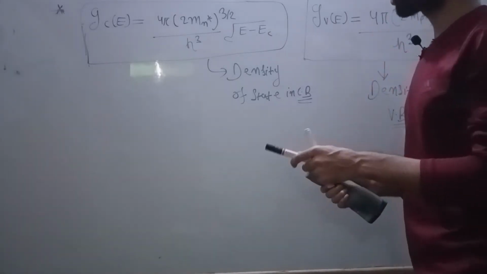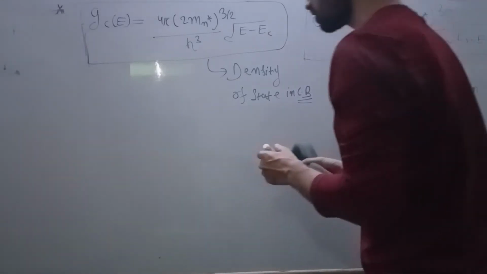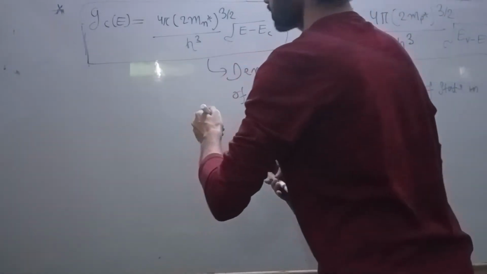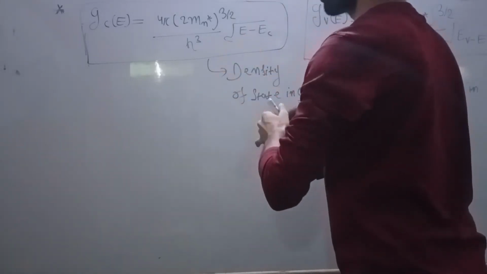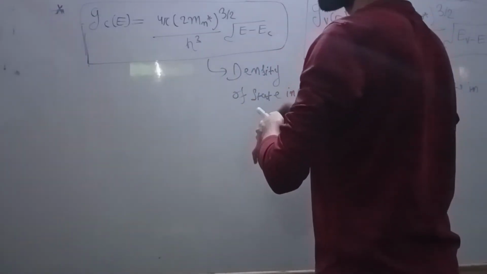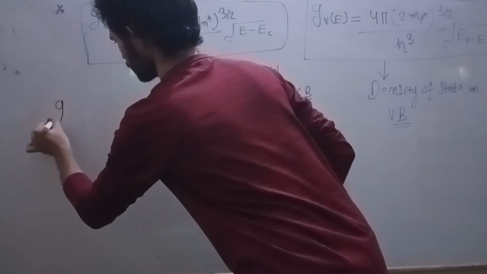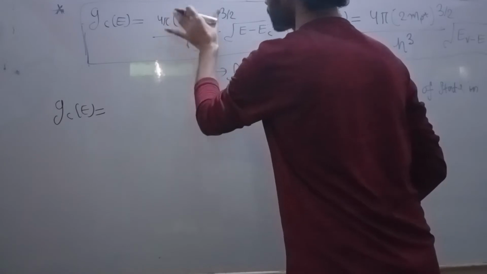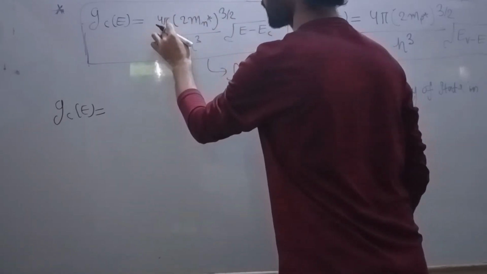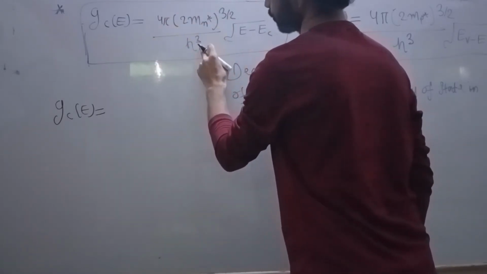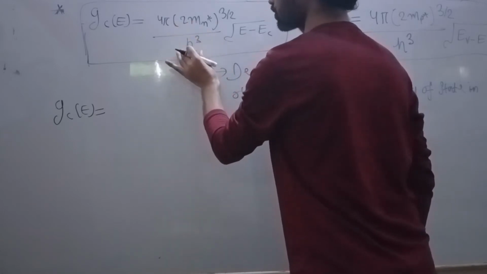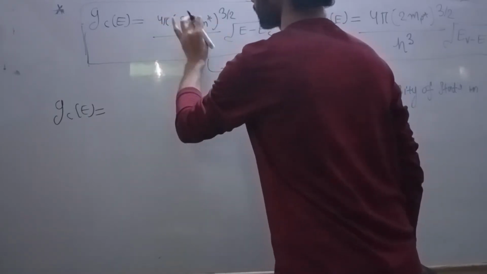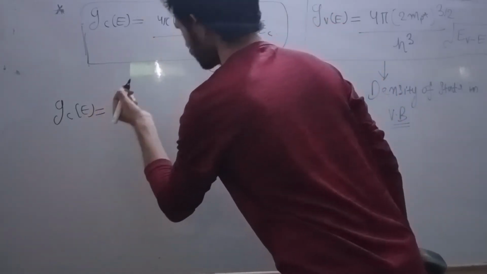Now we are going to draw this graph, the characteristic between energy and density of state. First of all, see g_c(E). Let us take it as a constant, because 4π is constant, the effective mass of the electron is also constant, and Planck's constant is also a constant. So all these factors are constant. Take it as k.